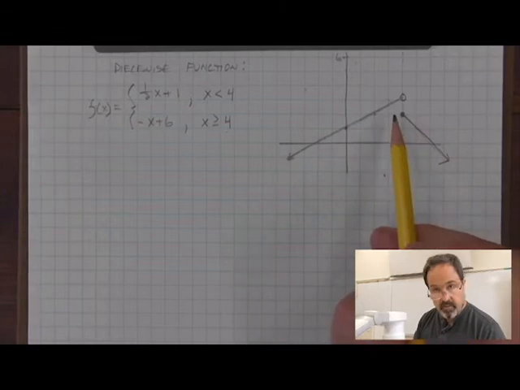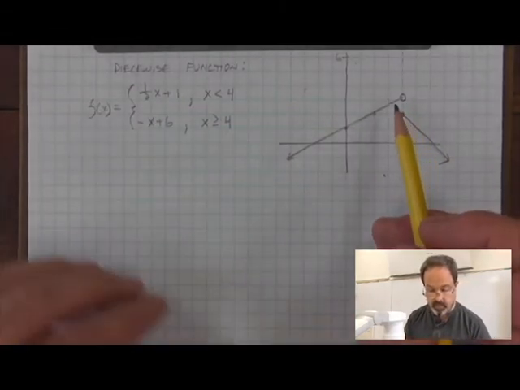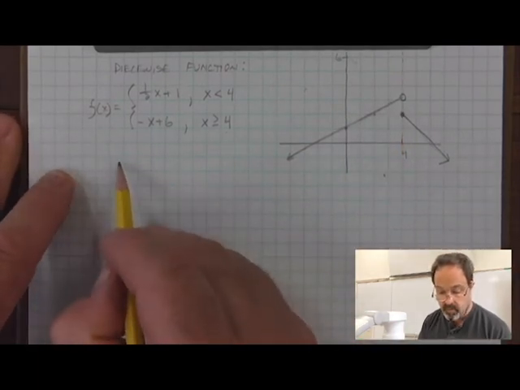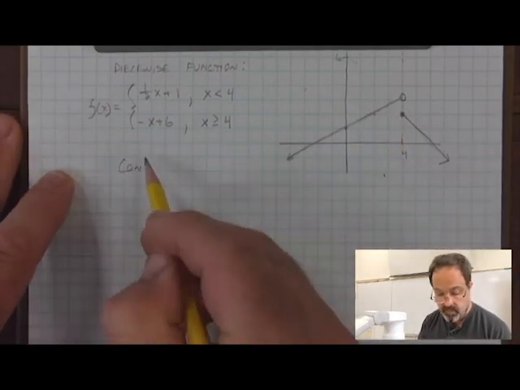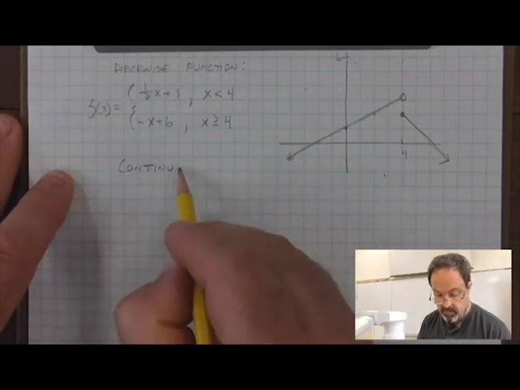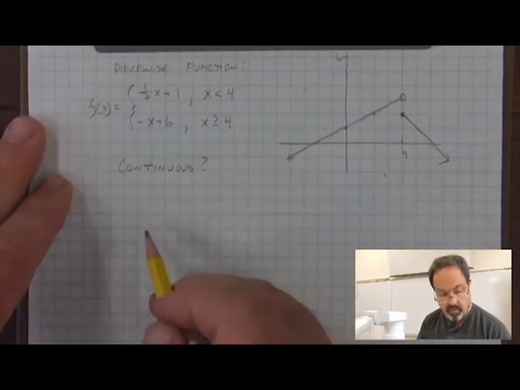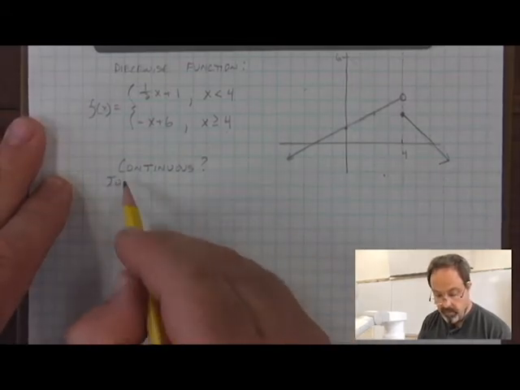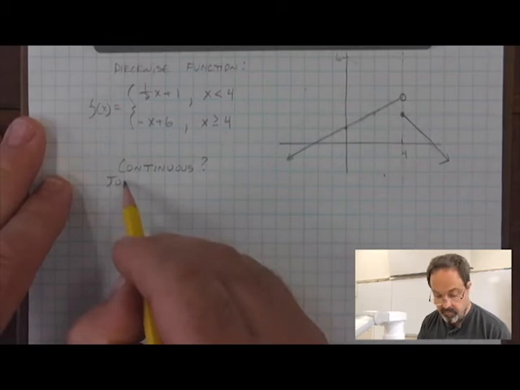There's a break right here. It's not continuous right here. And what do we mean by that? Well, let's review the basics of what it means to be continuous. We could ask the question, is the function continuous? And we have a couple of manners of justification.